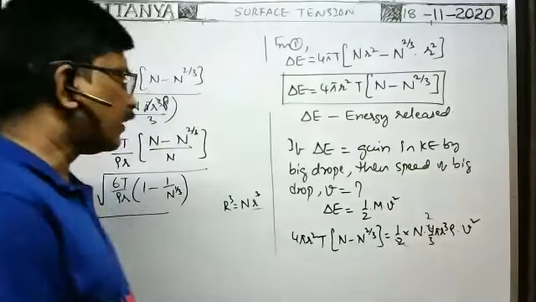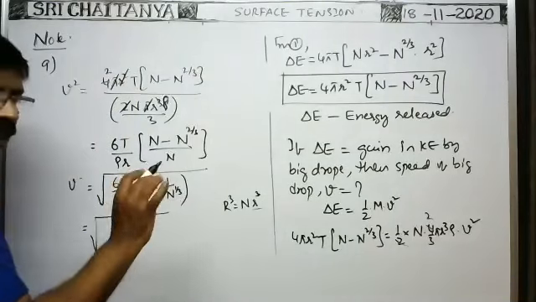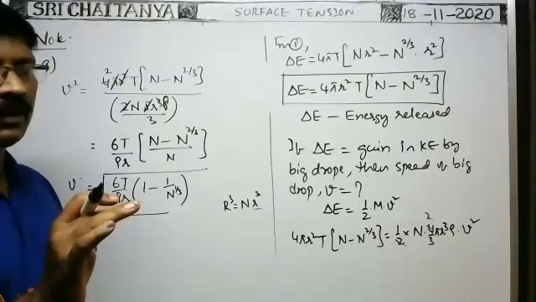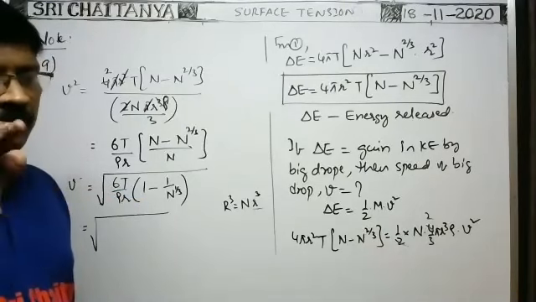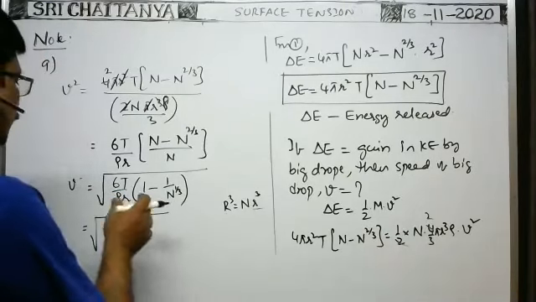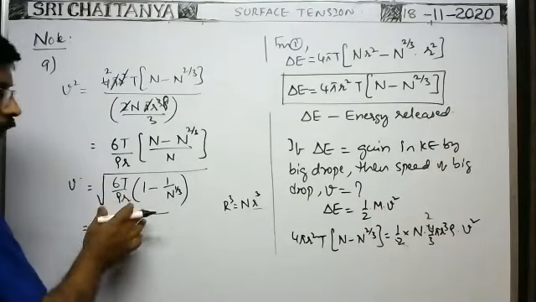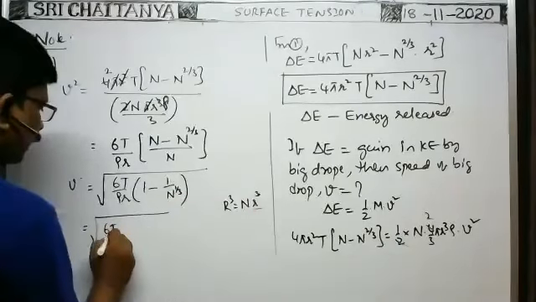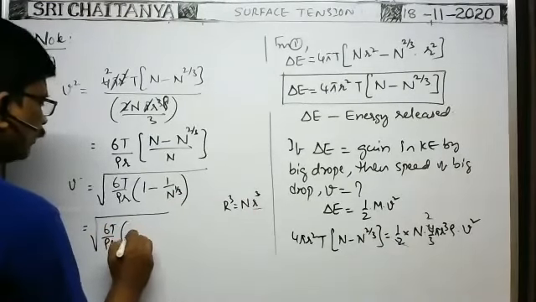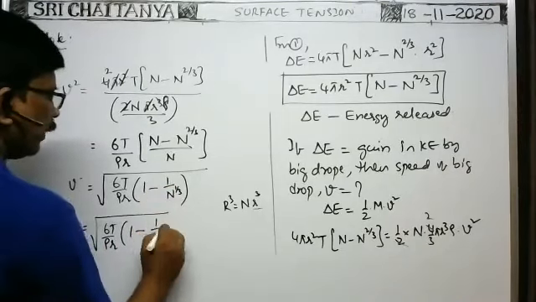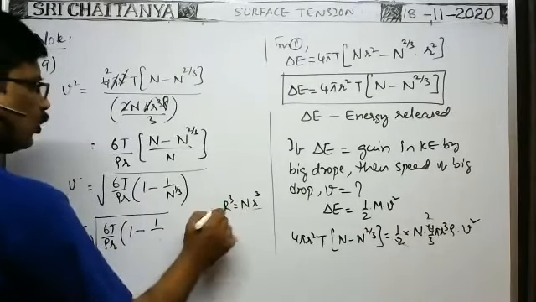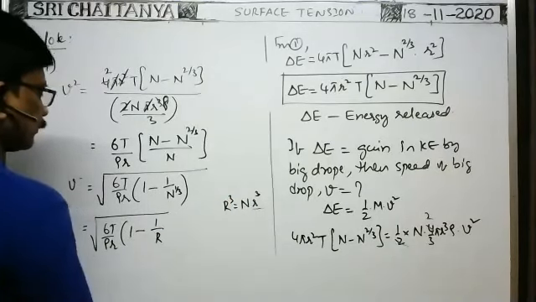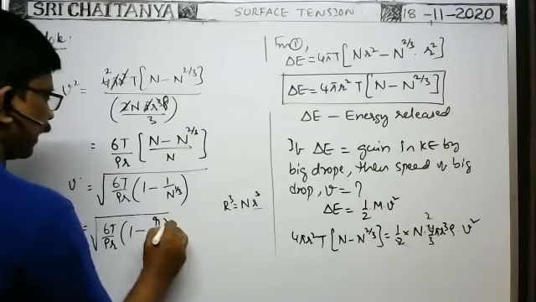Suppose we are not given the n value. Small droplets each of radius small r merge together to form the big drop of radius capital R. Then what is the speed of the big drop? You may ask like that. N is not given. In such case, we have to write 6T by rho into small r of 1 minus 1 by n to the power of 1 by 3, where n equals capital R cube by small r cube, so n to the power of 1 by 3 is R by small r, that means small r by capital R.